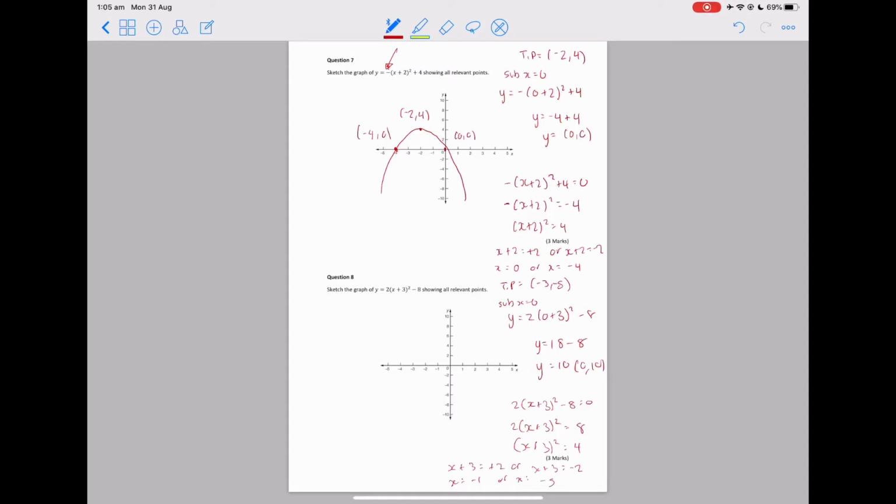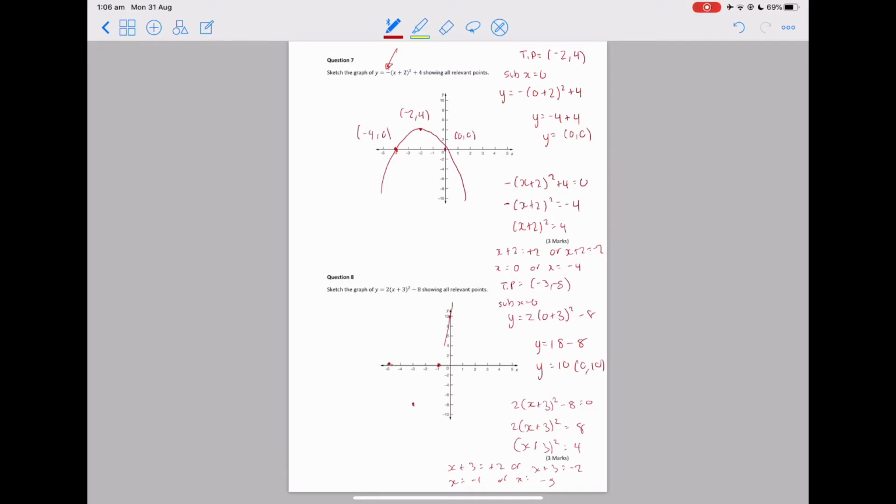So in this case, let's include all of our coordinates. So -5 lies over here. Your y-intercept was, where was it? +10, so that goes over here. And your turning point was -3, -8. So that's going to lie right over here. So now we'll just connect the dots.